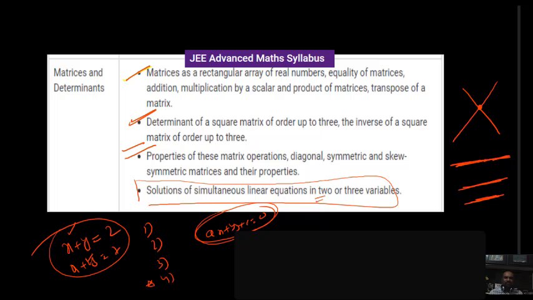Students, the important thing is that here only 2 variables are involved. This is a linear equation in 2 variables. So if we want to solve linear equations in 2 variables, we need at least 2 linear equations in 2 variables. Then only can you find the common solution.